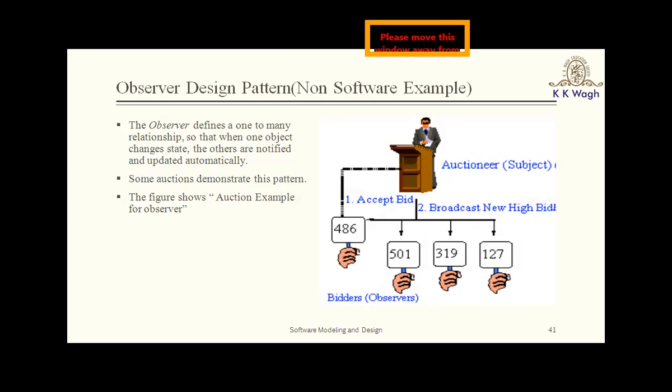The auctioneer starts the bidding and observes when a paddle is raised to accept the bid. The acceptance of the bid changes the bid price as well, which is broadcast to all of the bidders in the form of a new bid again. Okay, so this is a real-world example of the observer design pattern. Now let us move towards the next slide.